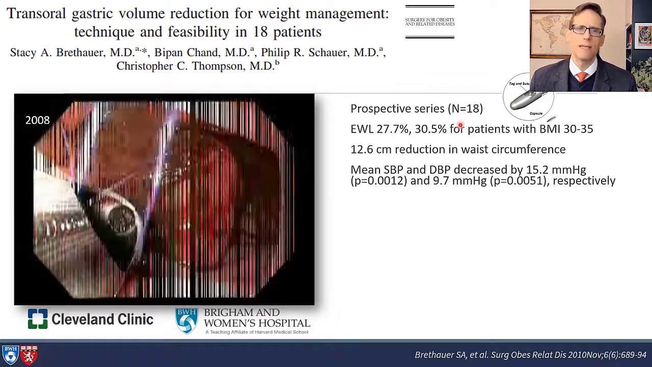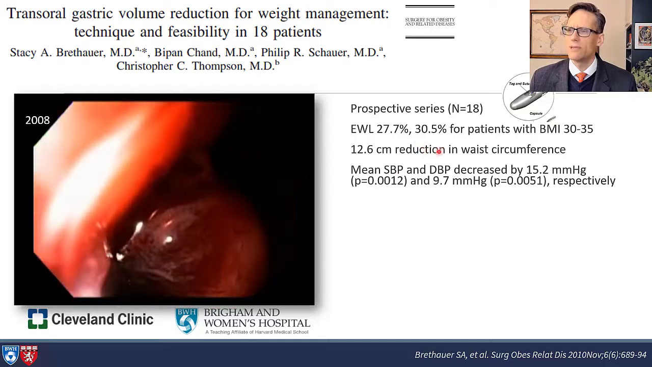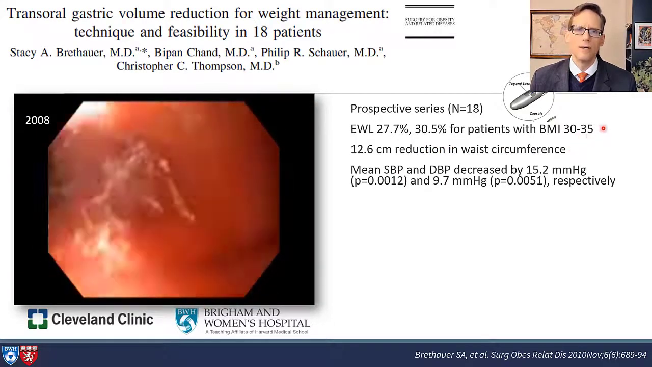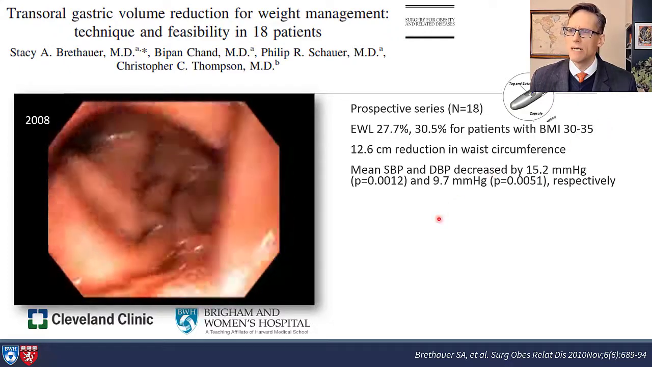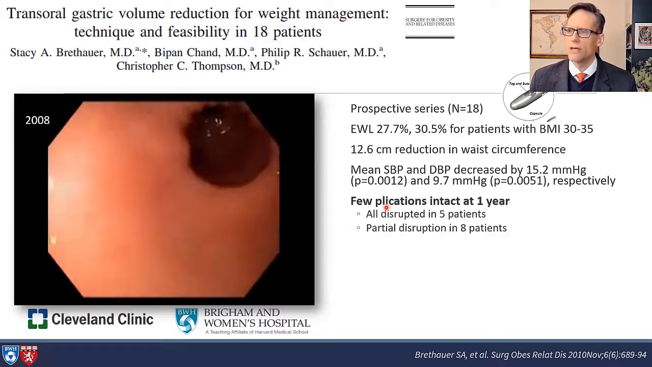We prospectively evaluated 18 patients here, and they had a 27.7% excess weight loss across the board, 30% excess weight loss for those in the lower BMI categories. They had other improvements in waist circumference and blood pressure.